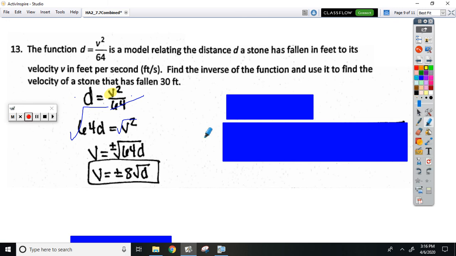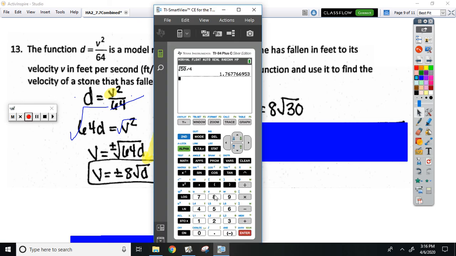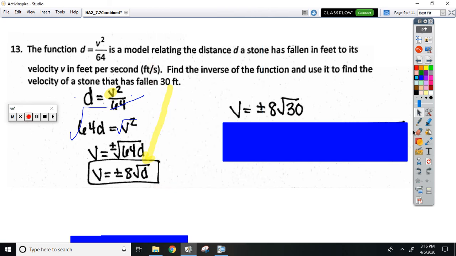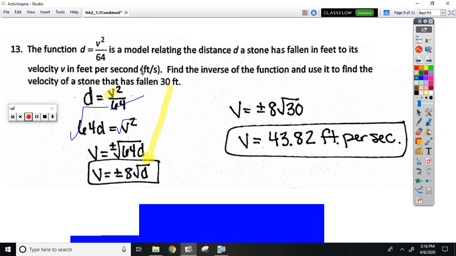And they ask us to plug in 30 for d. And again, we can use our calculator to compute this for us. 43.82. And that unit for velocity is feet per second. You can either write it out in words, or you can use this abbreviation.